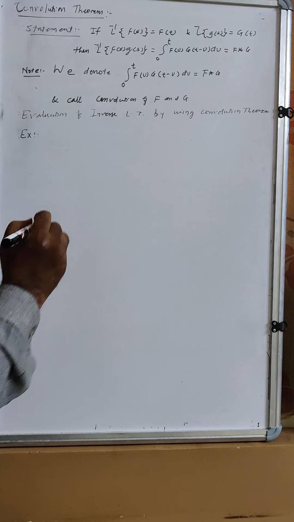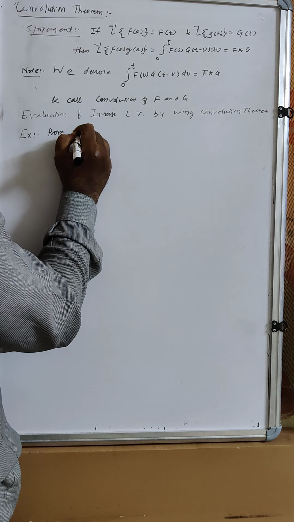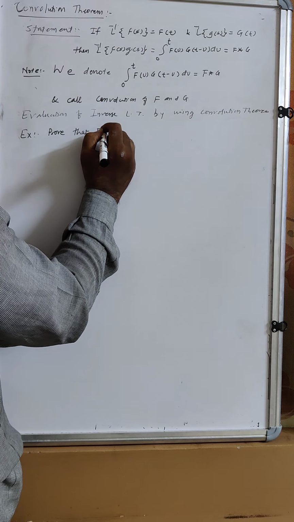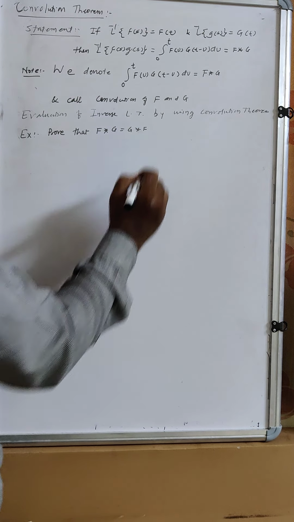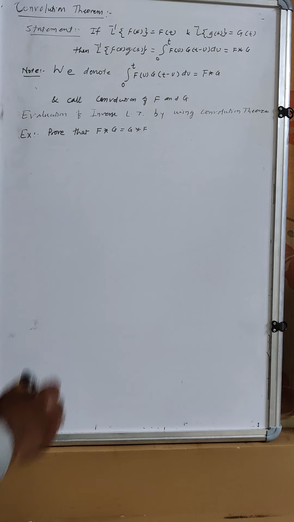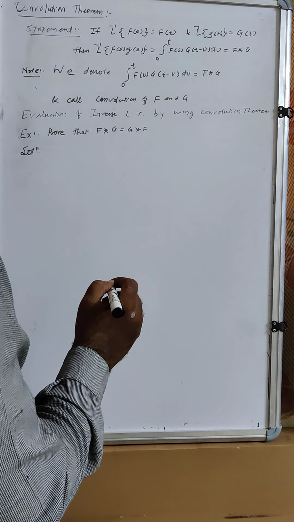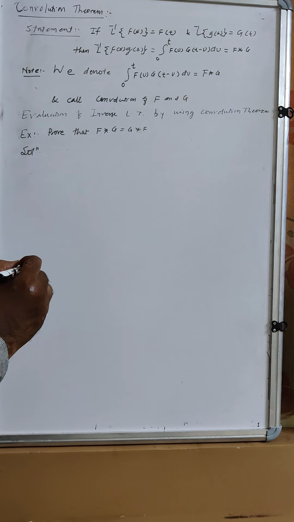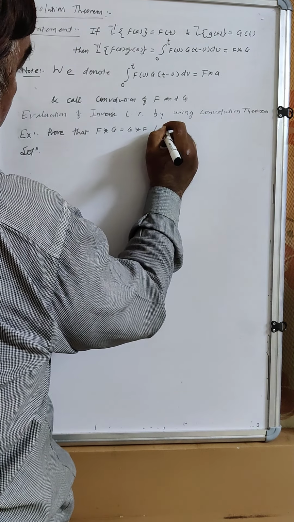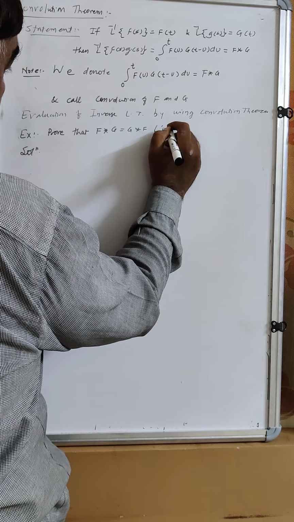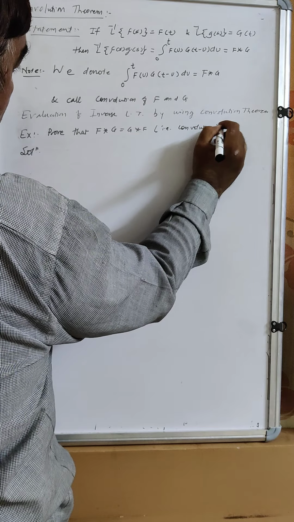Example. Prove that f star g is equal to g star f. Solution. That is, convolution is commutative.